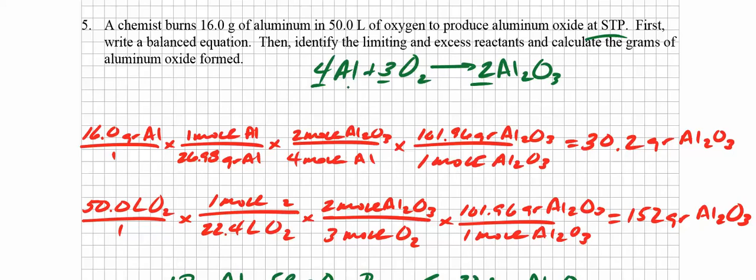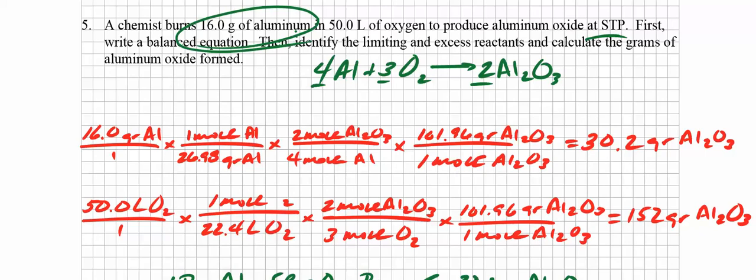Aluminum, it's not diatomic, it's not one of the Brinkelhoff elements, but oxygen is. So plus oxygen yields aluminum oxide. Now, that's a 4 to 3 to 2 mole to mole to mole relationship. So practice that, convince yourself of that. So now that we've got the balanced reaction, we're going to start with the first reactant, which is the 16 grams of aluminum.